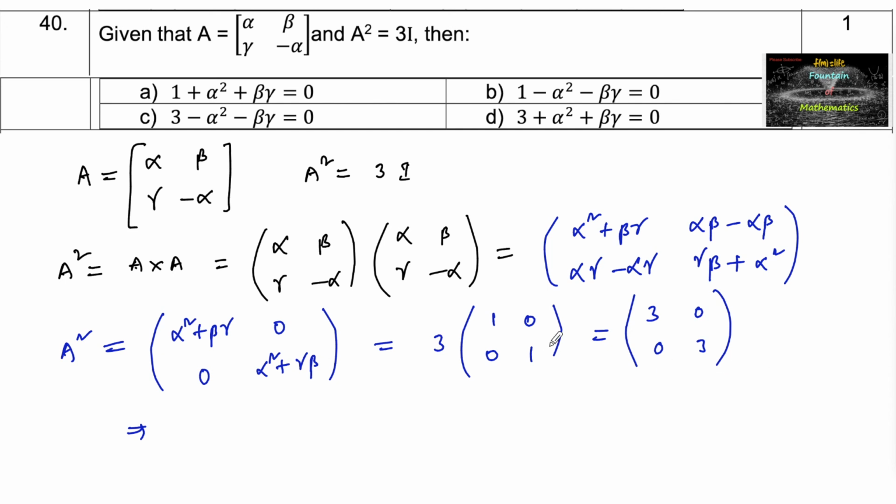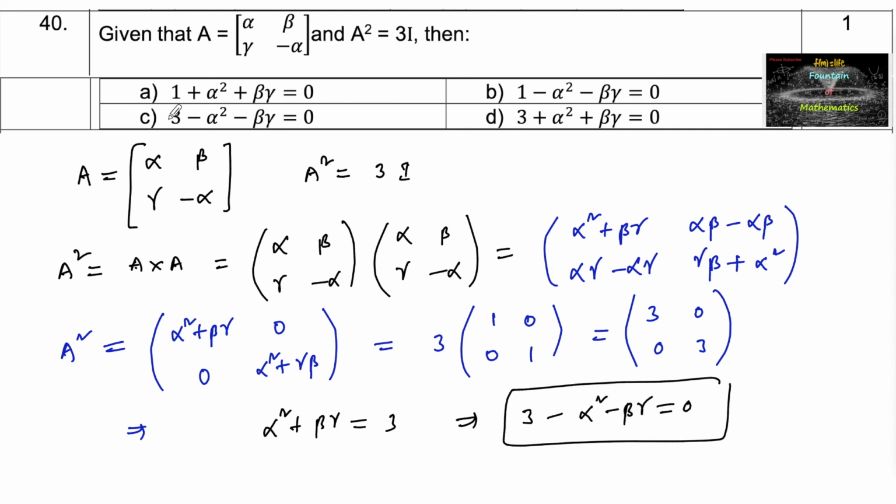Now two matrices are equal when the corresponding elements are equal. So we can take alpha square plus beta gamma is equal to 3, or we can also write this as 3 minus alpha square minus beta gamma is equal to 0. So which is our option C. Option C is the right answer.